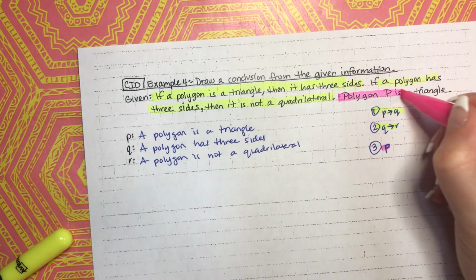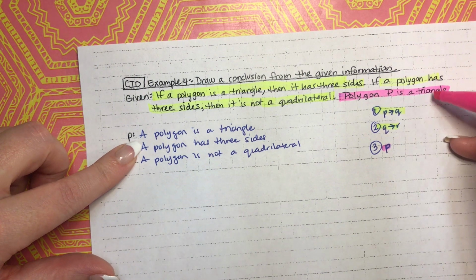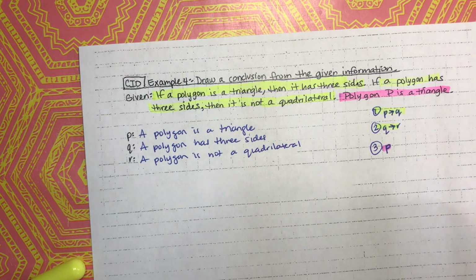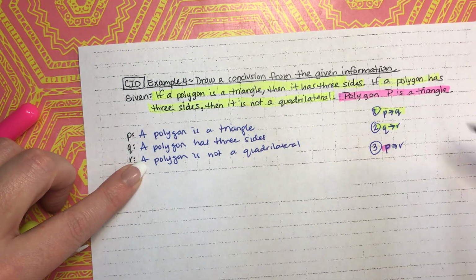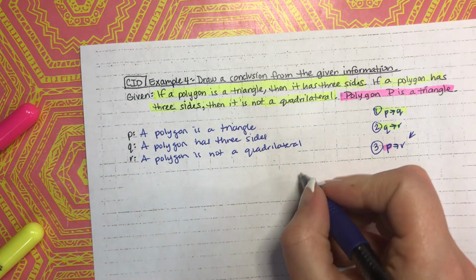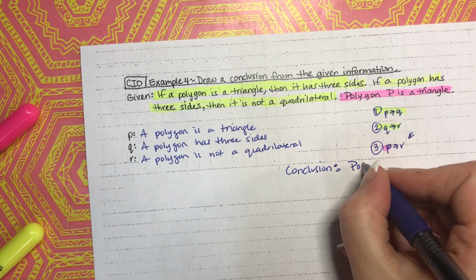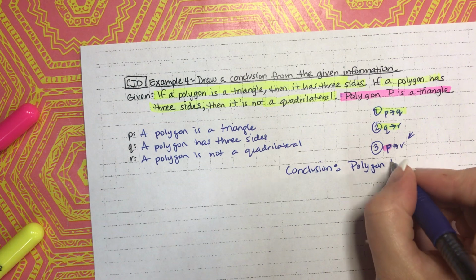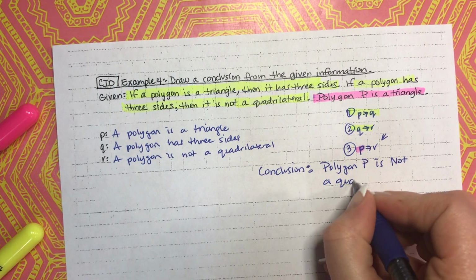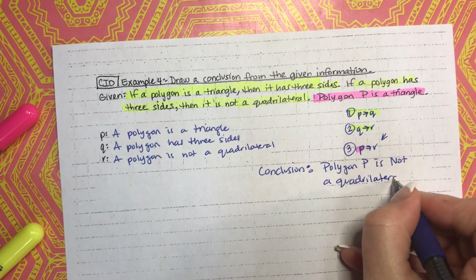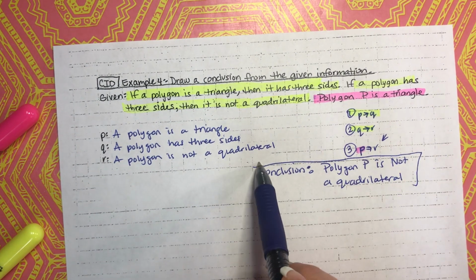Polygon P is a triangle. So we have to say the R. Polygon P is not a quadrilateral. That would be our conclusion. So our conclusion is that polygon P is not a quadrilateral. And that's our conclusion.